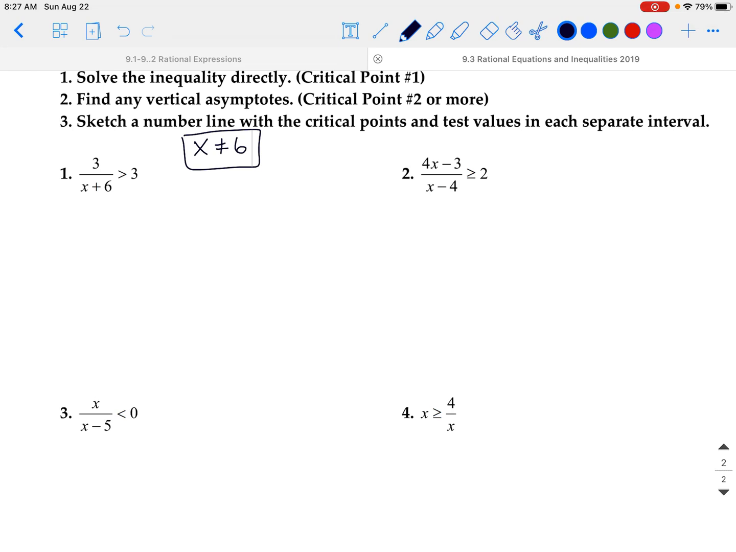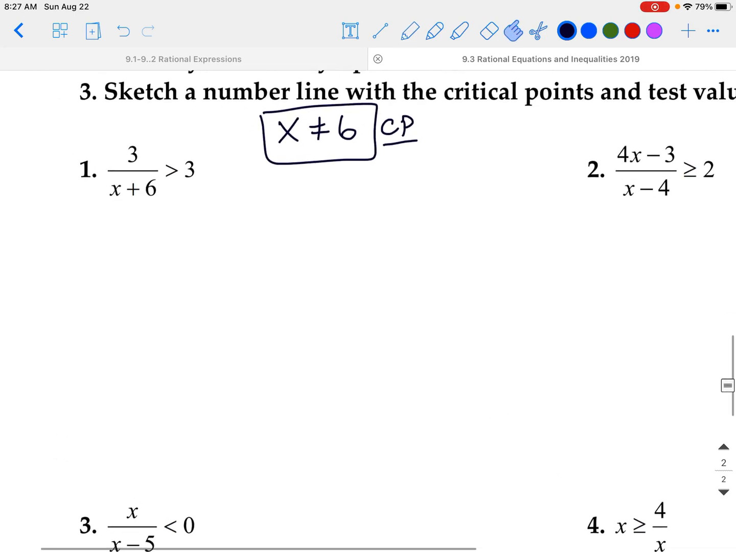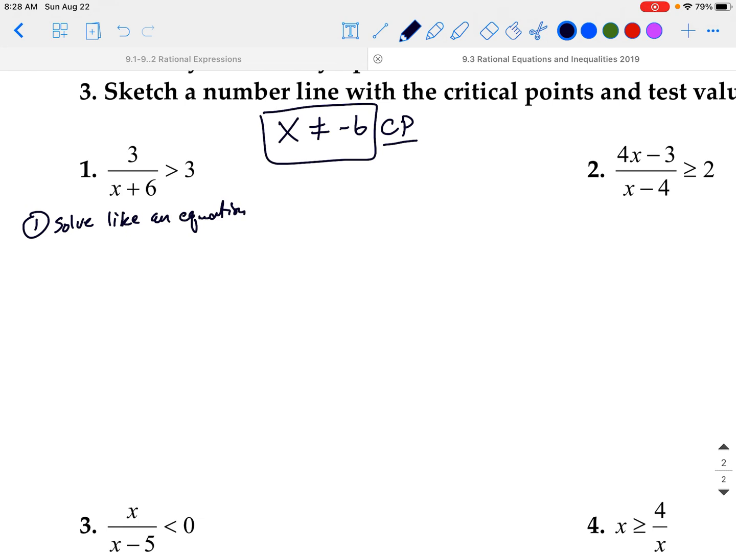And what we call all of these values we find are critical points. So one critical point is going to be your undefined value. So for x equals -6, that is going to be a point of interest for us when we draw our number line. And again, what we're going to do here is we're going to ignore the greater than sign. And when we do one, we're going to solve like an equation, because all we care about is when this is equal. And then we'll worry about the inequality afterwards.